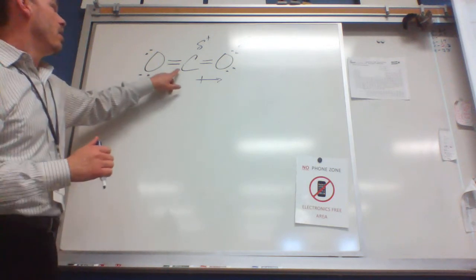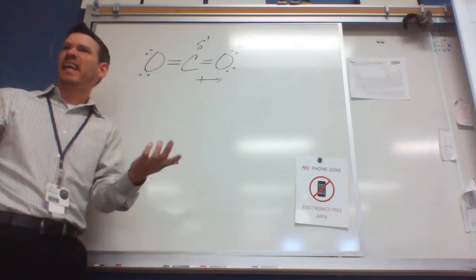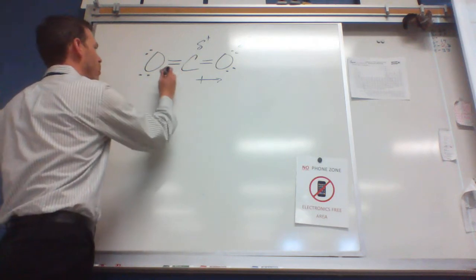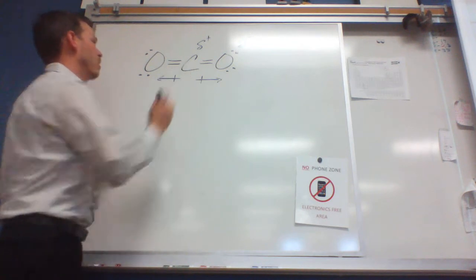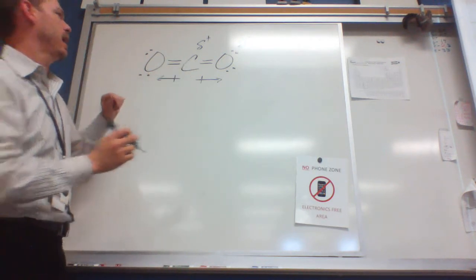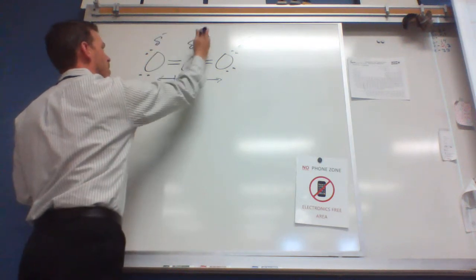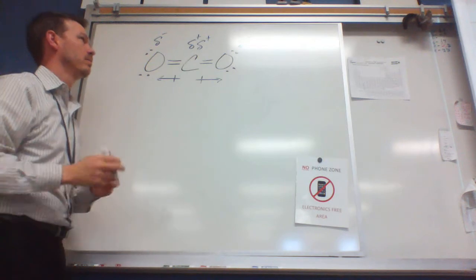This bond looks like it's identical, right? So we will therefore show it this way. Oxygen is more electronegative than carbon. Therefore, this is going to be my partial negative. This will be my partial positive.